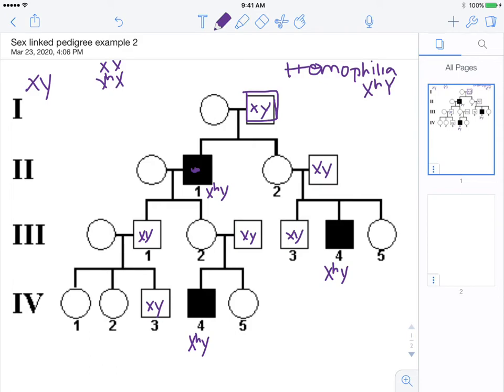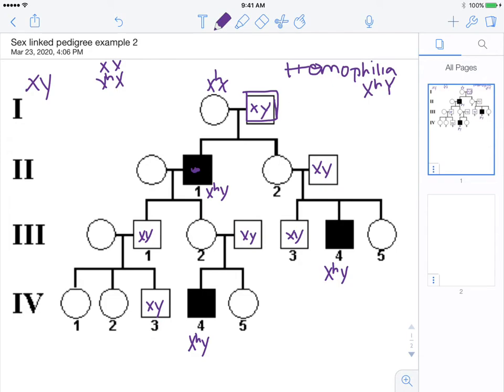So we know that she must have an XH. She does not show the trait though, so we know that she must be XHX. So she has one unaffected X chromosome, which is the one that's dominant, because hemophilia is a recessive trait. All right, so we figured her out. Let's go on and figure out the genotype for individual number 2 in generation 2.